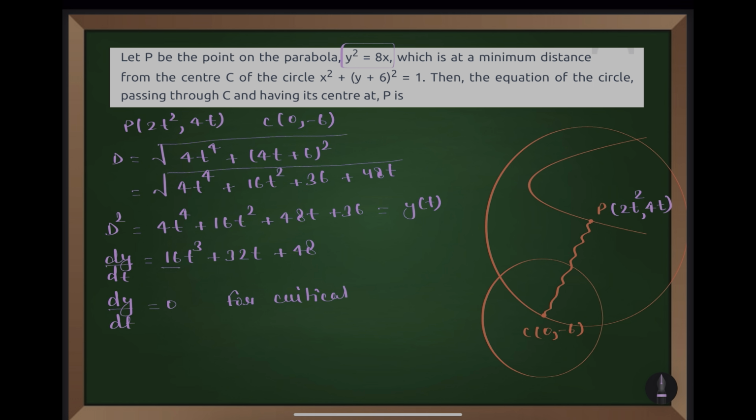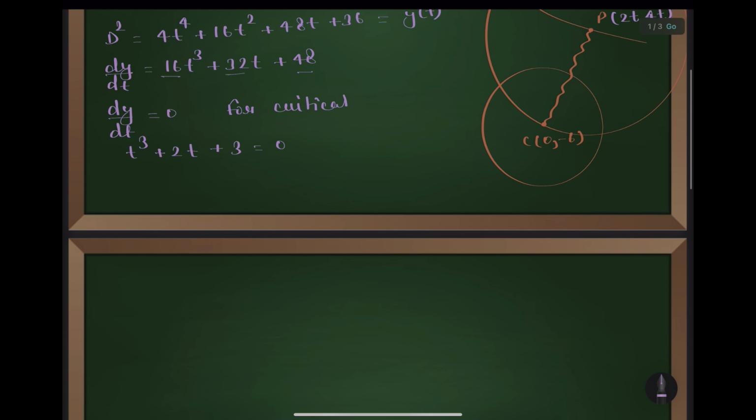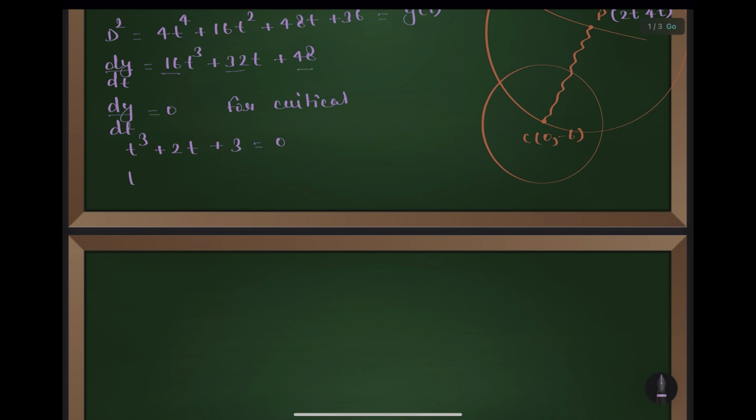Okay, so you know that 16 is common everywhere. So I'll divide both sides by 16 as well. So t³ plus 2t plus 3 equals 0. And if you observe, t equals minus 1 is satisfying. So t equals minus 1, so t plus 1 will be the factor. So t plus 1 equals 0.